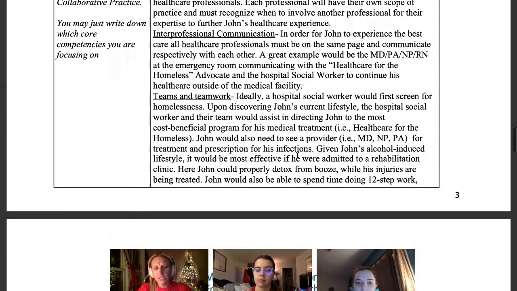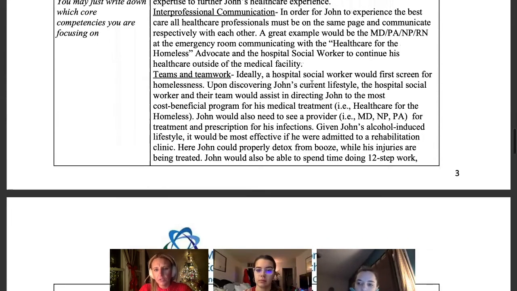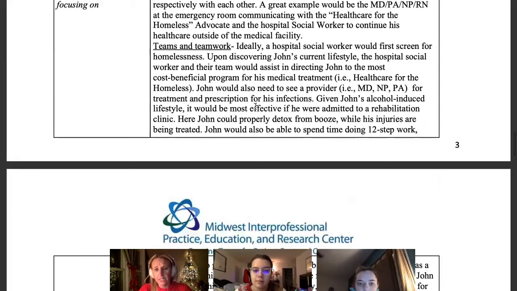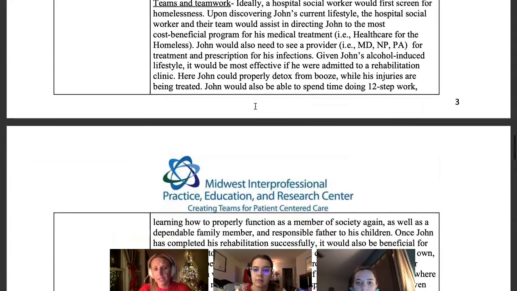And finally, we also chose teams and teamwork. Ideally, a hospital social worker would first screen for homelessness. Upon discovering John's current lifestyle, the hospital social worker and their team would assist in directing John to the most cost-beneficial program for his medical treatment, namely healthcare for the homeless. John would also report to see a provider for treatment and prescription for his infections. Given John's alcohol-induced lifestyle, it would be most effective if he were admitted to a rehabilitation clinic. Here, John could properly detox from booze while his injuries are being treated.